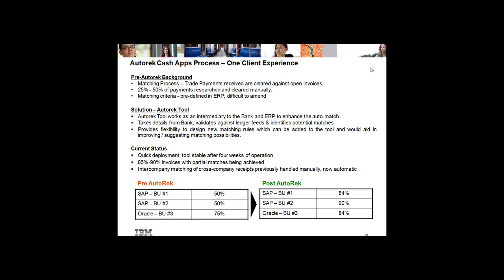The different business units are reflected here. This is one company, one entity, but different business units reflected and the different ERPs in those units. But in each case, we saw growth and significant improvement in the level of auto matching across each of those different ERPs. So very good results, something that we're very, very happy and satisfied with.